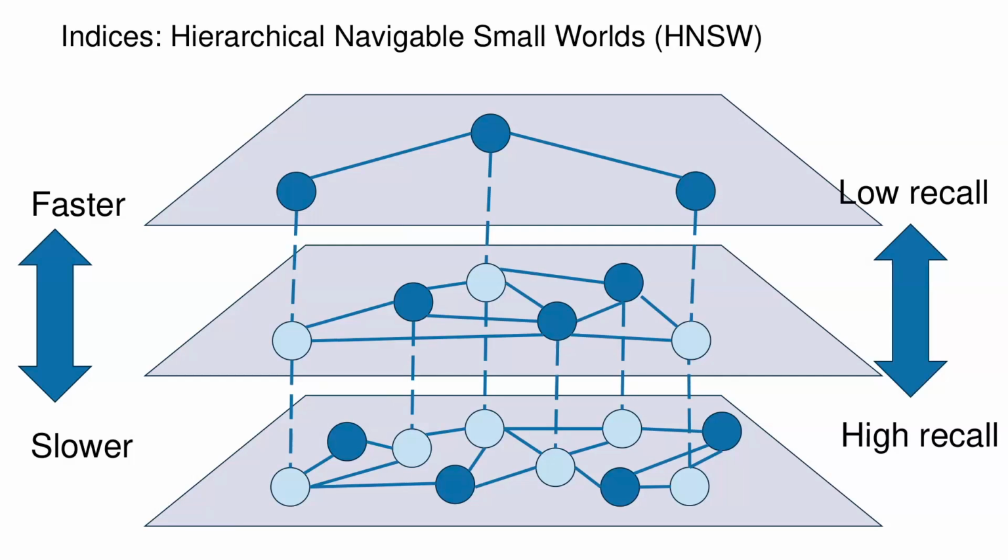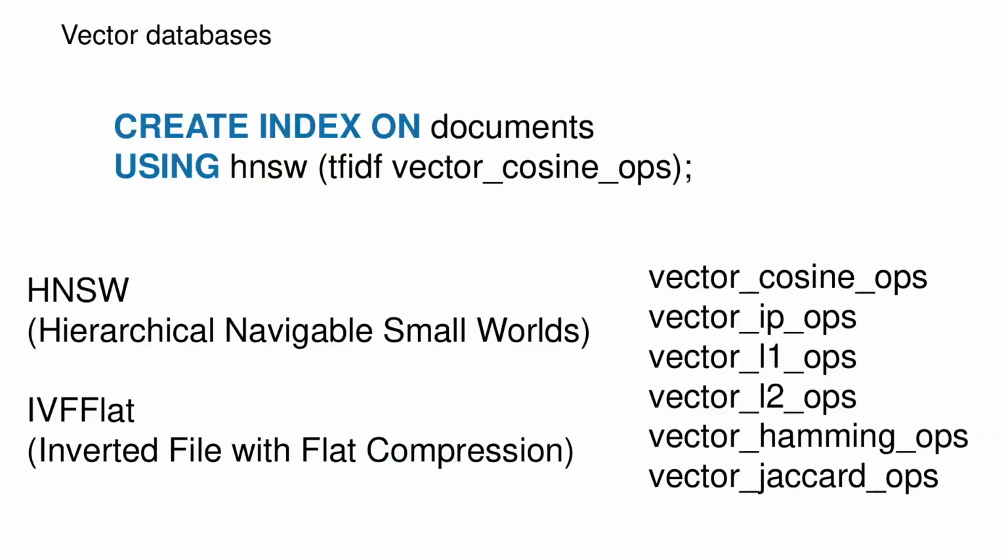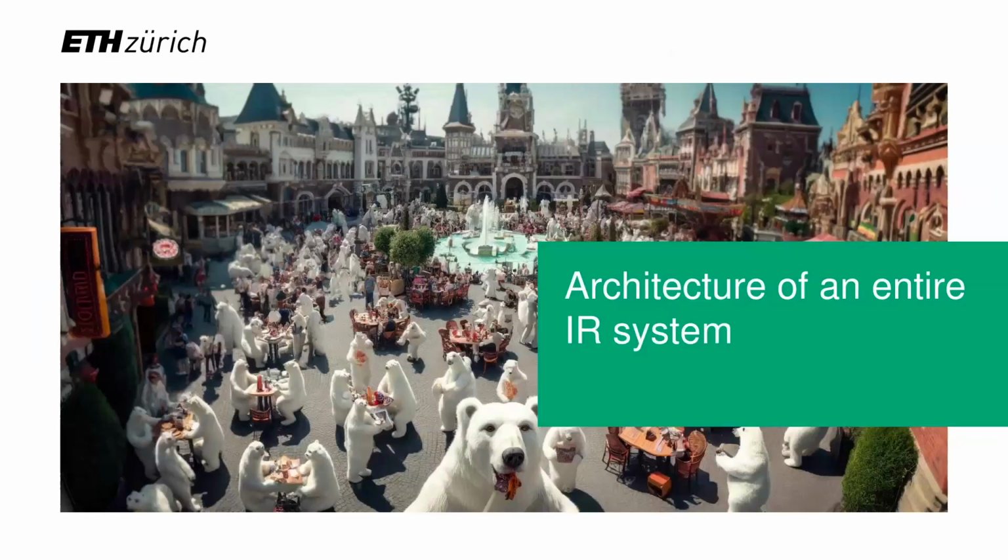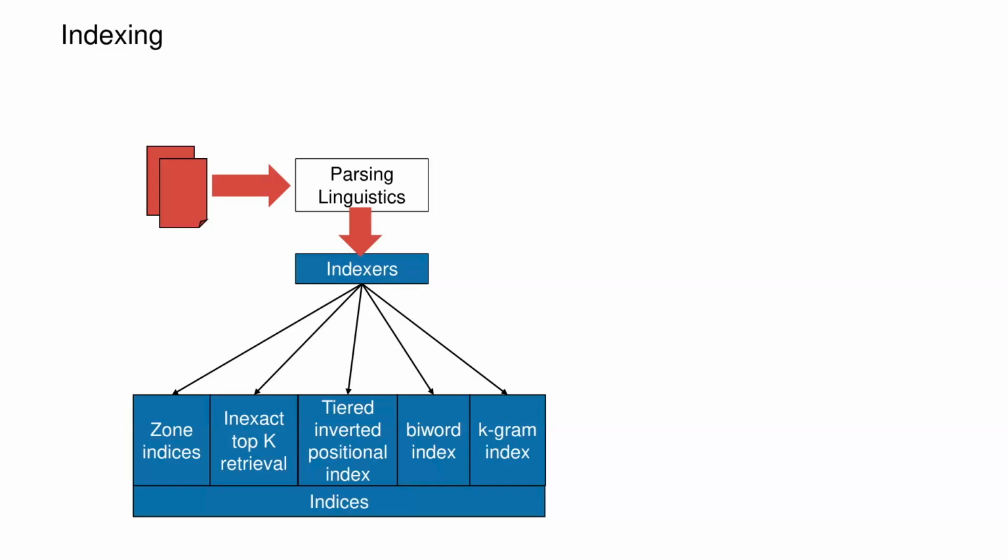So to summarize, IVF flat has to do with clustering. HNSW has to do with skip pointers, but over the vectors instead of over the postings list, right? That's basically the very high level way to think about that. But of course, the reason for that is that nobody needs to think about that because they can just write these 2 lines of SQL and get that for free, and then everything is going to be super fast. Okay, so that is the trick.